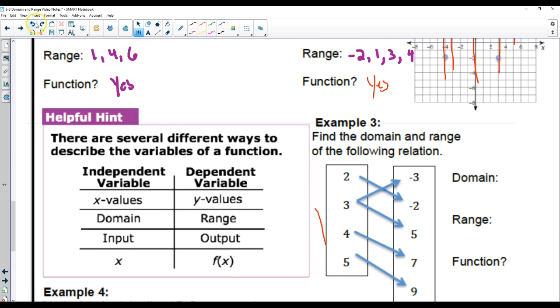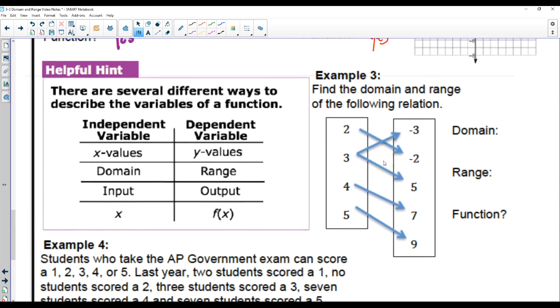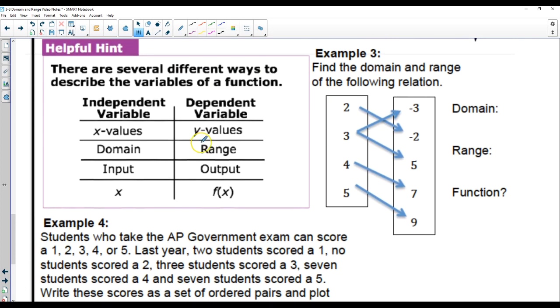All right, so let's go ahead and do example 3. In example 3, we have a mapping. Again, this is a rectangle just because those are easier to draw when I make the notes. So the domain and range, remember that the first circle or oval or rectangle of a mapping are your x values or your domain. So all you have to do for the domain then is list out 2, 3, 4, and 5, because those are my x values. Your range are listed right here. My range is -3, -2, 5, 7, and 9.